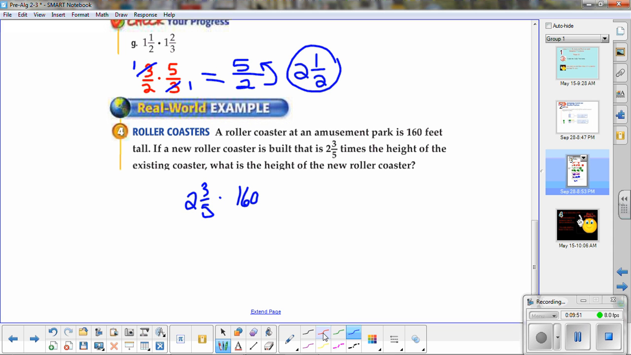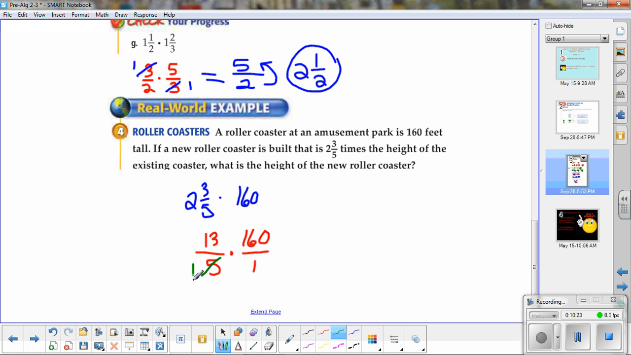The 2 3/5 needs to be changed to an improper fraction. 2 times 5 is 10, plus the 3 extra is 13. Keep the denominator the same, and then times 160. I'm going to write that whole number as a fraction by writing it over 1. And now I'm going to go ahead and do some simplifying before I start. I know that 5 and 160 can both be divided by 5.